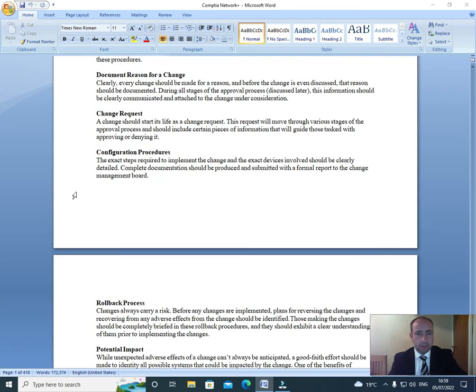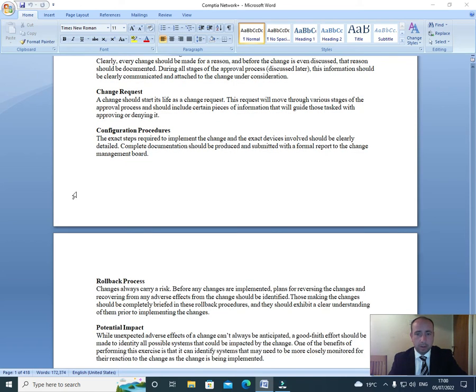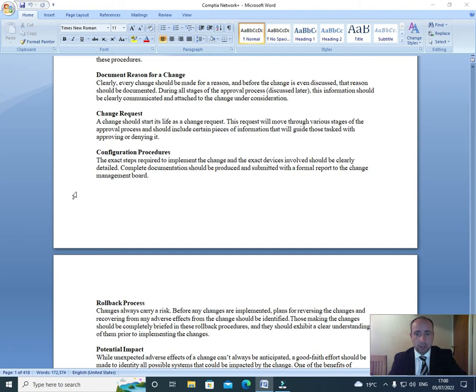Document reason for a change. Clearly, every change should be made for a reason before the change is even discussed. That reason should be documented during all stages of the approval process. This information should be clearly communicated and attached to the change under consideration.